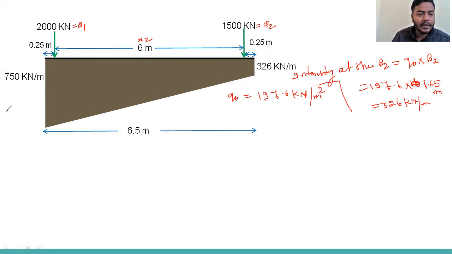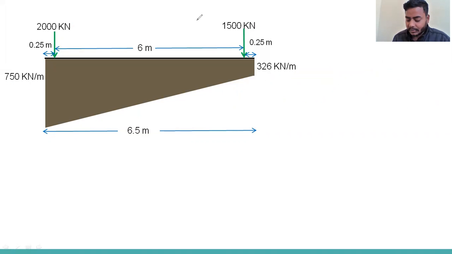Now we can also calculate the intensity on the B1 side. So Q naught into B1, that is 197.6 into 3.8. You will get this value, right? And the length is given. You can see the pressure distribution, and the intensity is varying from left to right, always increasing. So this is called uniformly varying load, UVL.